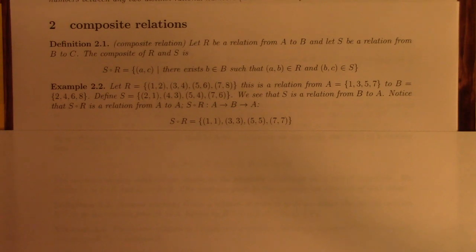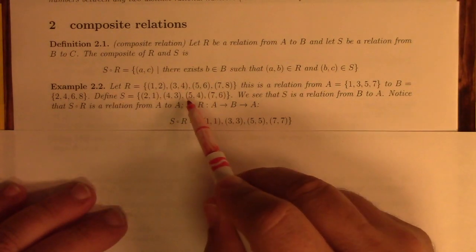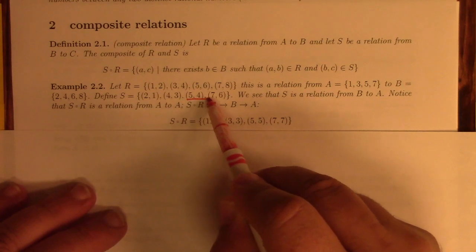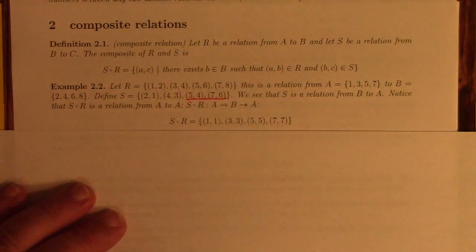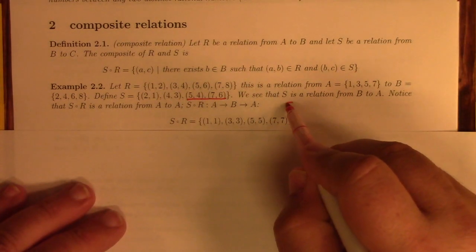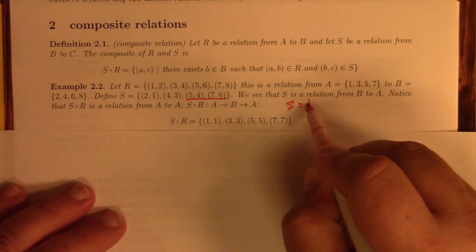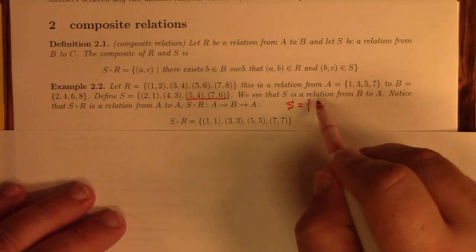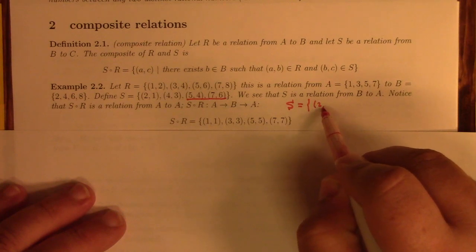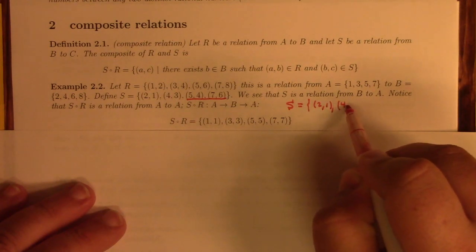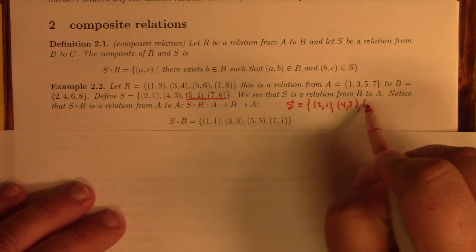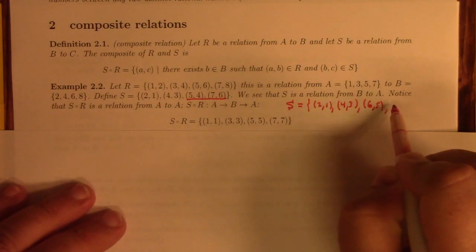If S is a relation from B to A, then the first thing should be 2, 4. This is not quite right as it stands. I'm sorry, guys. So I think what we want actually is S equals 2, 1, 4, 3. I think the first two are okay, but what we want is then 6, 5, and 8, 7.